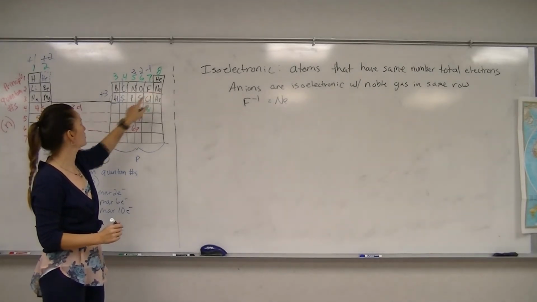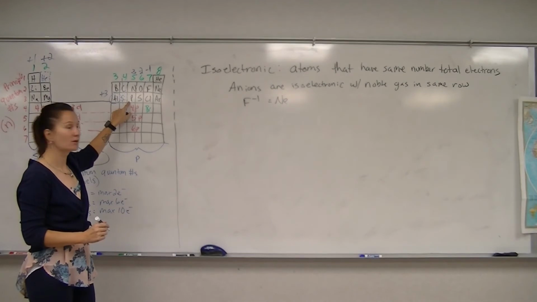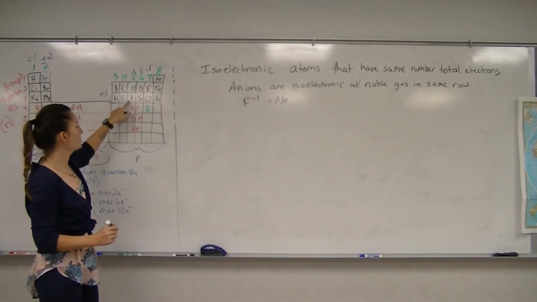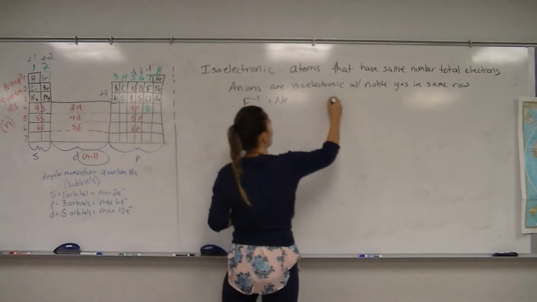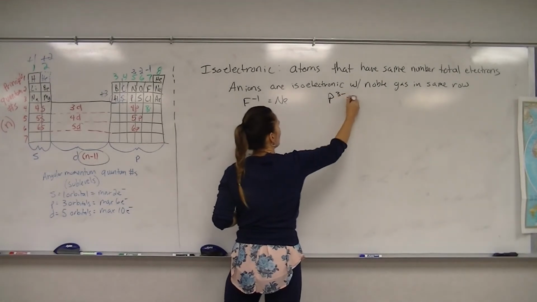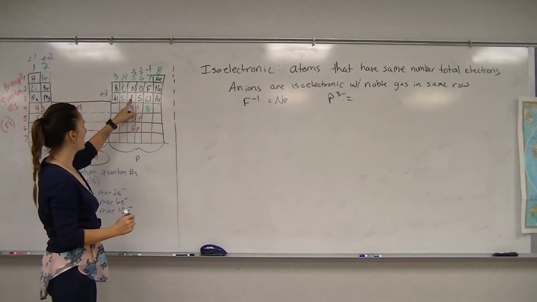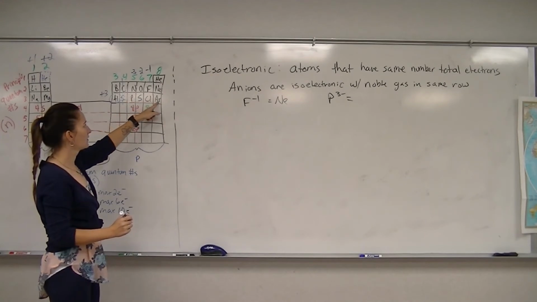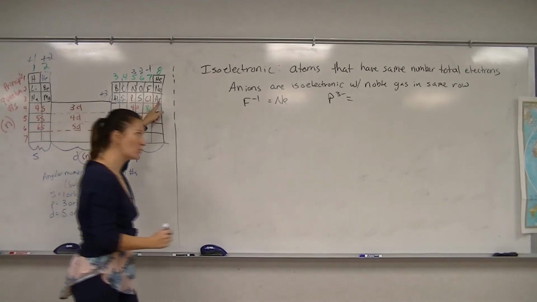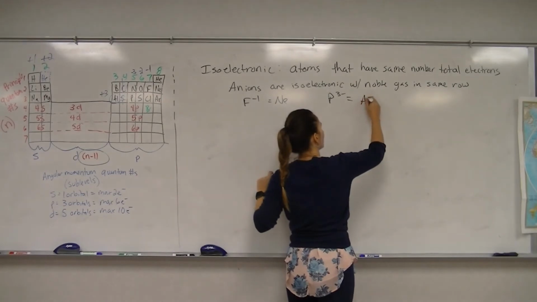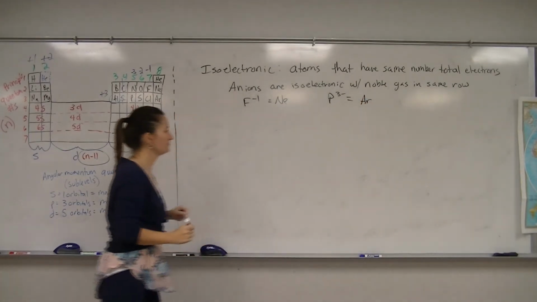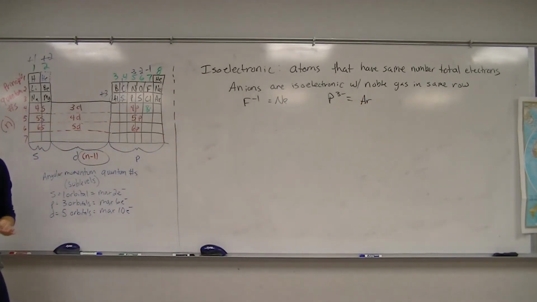Let's try another one. Let's do phosphorus. Okay, so phosphorus forming a -3 charge, so it's an anion. So phosphorus with a -3 is going to have the same number of total electrons as the noble gas in the same row. So argon in this case. Okay, so this is a rule for anions.